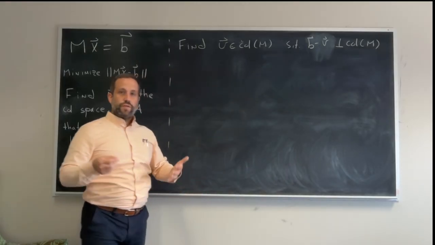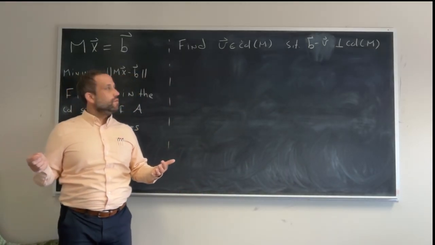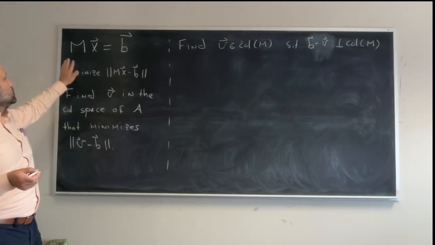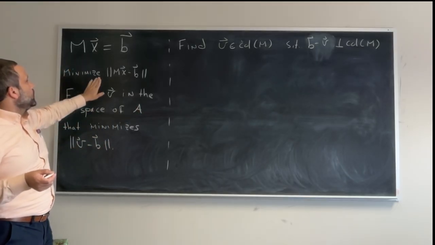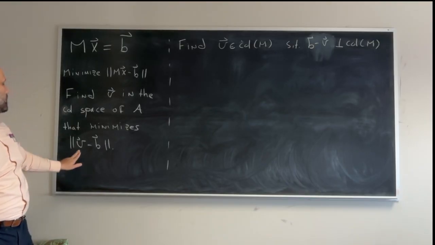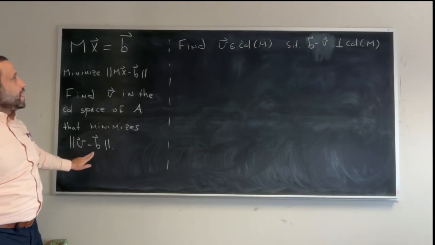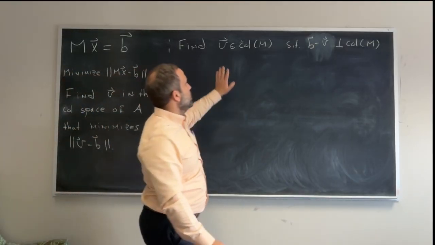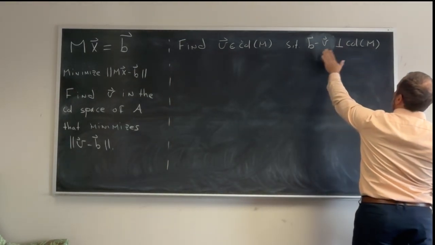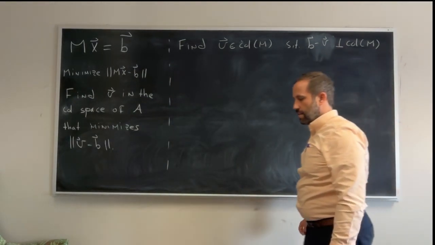The formality of this was all done in the previous video. So what have we done? If we can solve this minimization problem, it is the same as this minimization problem, and that is the same as finding a v in the column space of M so that b minus v is orthogonal to the column space of M.